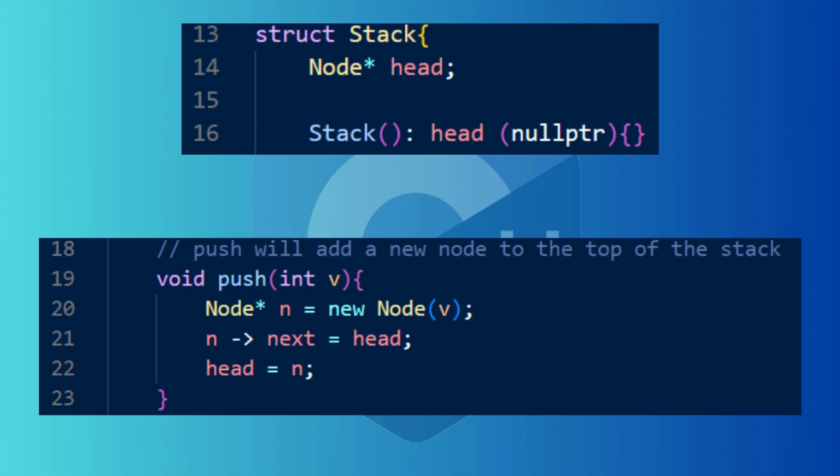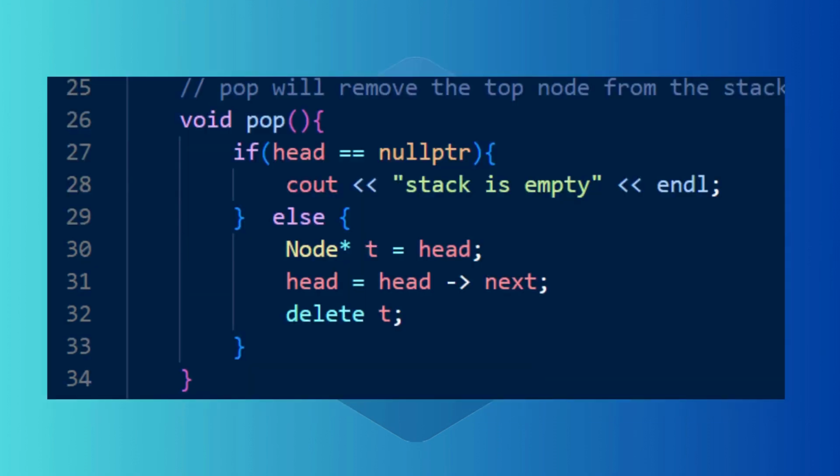Okay, so now after that let's see the pop method. In the pop method we are first asking if head is equal to null. If head is equal to null, then we know the stack is empty. If not, then we create a node pointer t. So we assign a temporary node so we do not manipulate the head directly, and then we assign the head to the next pointer, and then delete the temporary, so the top will be deleted.